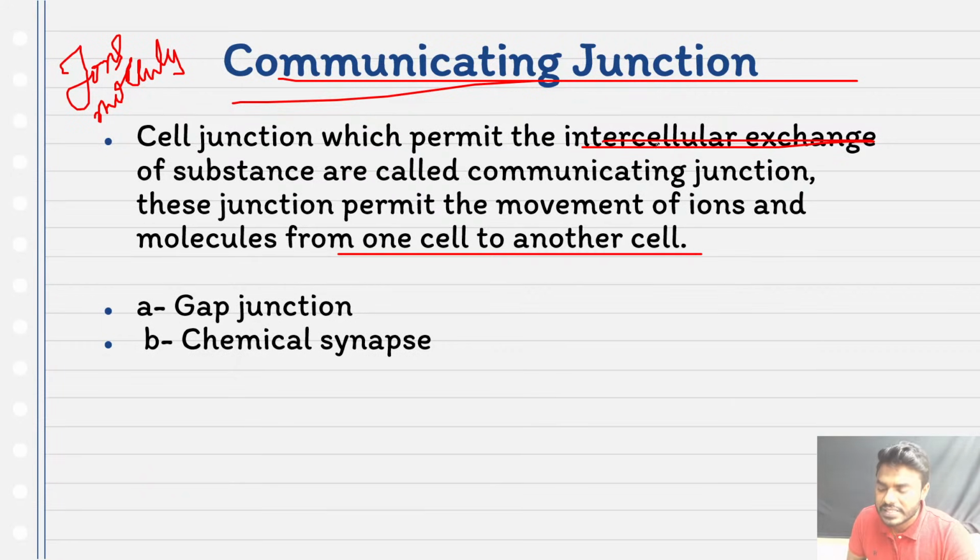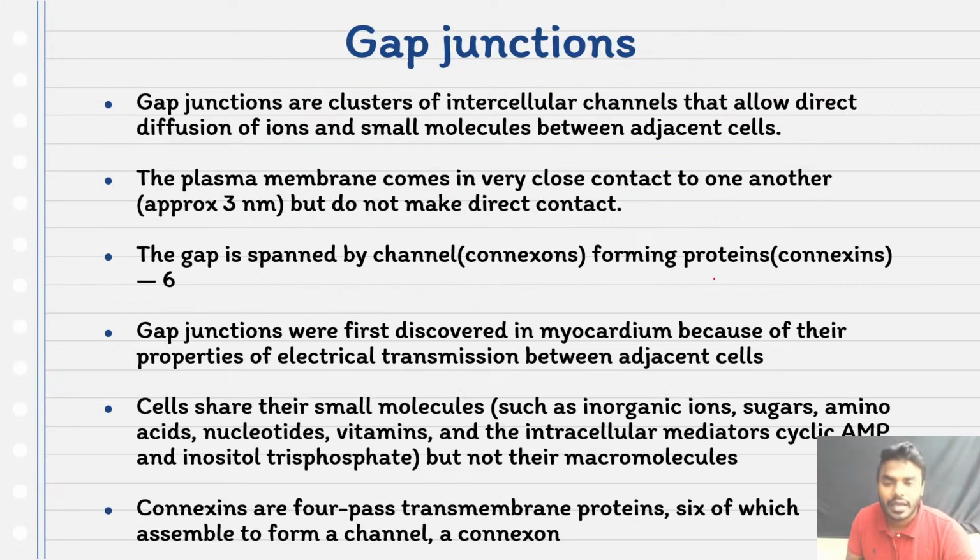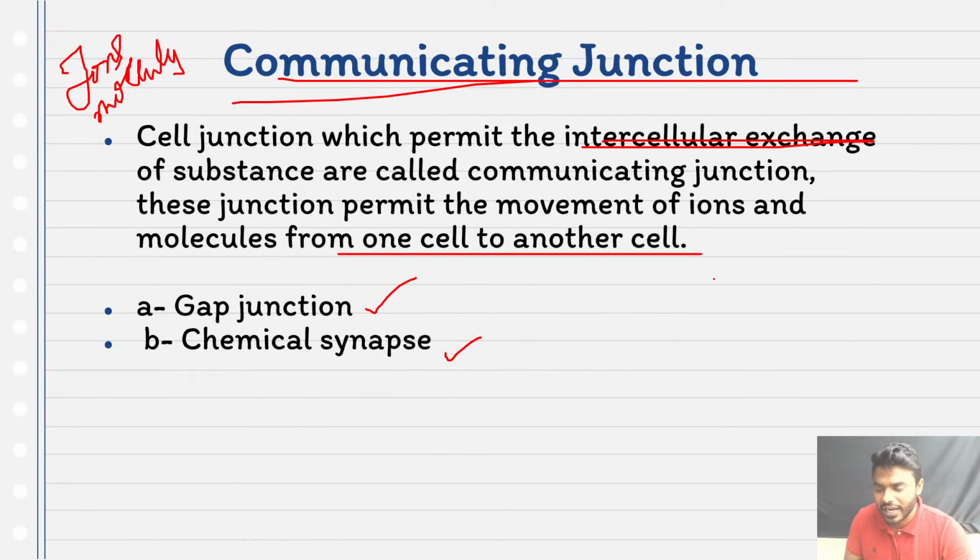What are the best examples of the communicating junctions? The best examples are, friends, gap junction as well as the chemical synapse. Kindly do not get confused. It's very important, friends. Both are extremely important. Focus.